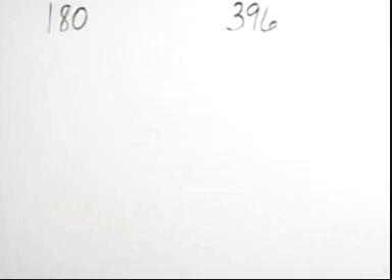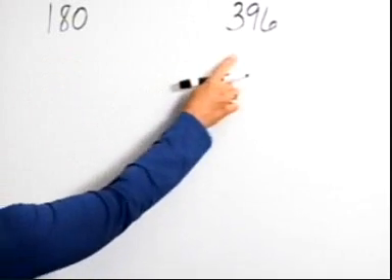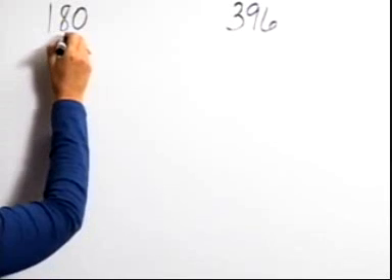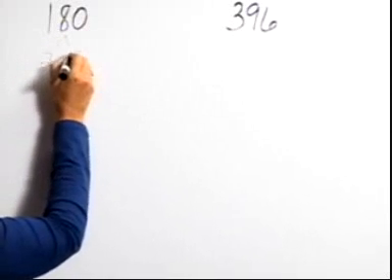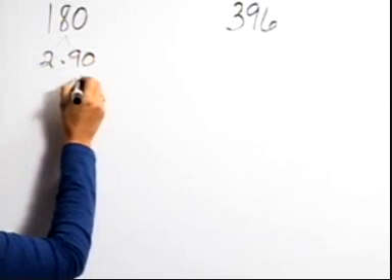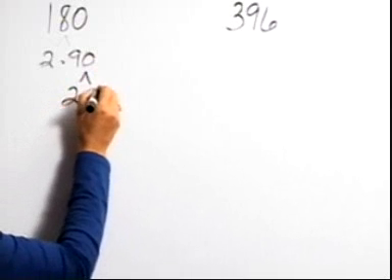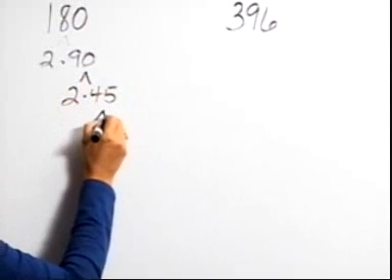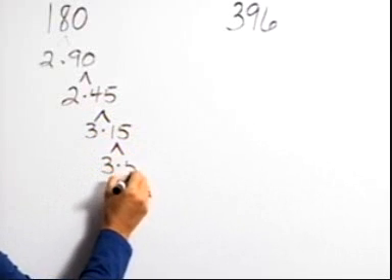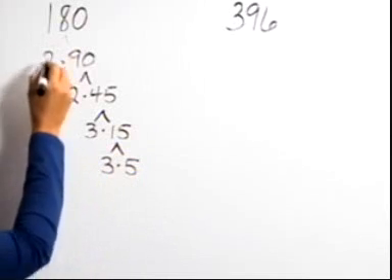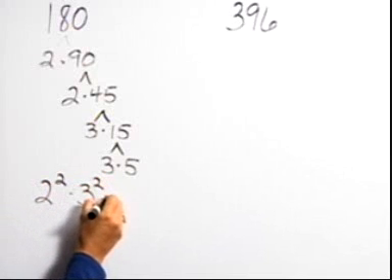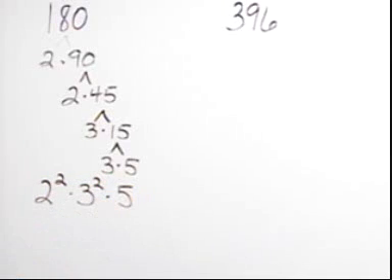Find the GCF. We have 180 and 396. First, we'll break down 180 into its prime factorization. That will break down to 2 times 90, 2 being a prime factor. 90 is 2 times 45. 45 is 3 times 15. And 15 is 3 times 5. So the prime factorization of 180 is 2 to the second power times 3 to the second power times 5. And we'll come back to that in a minute.